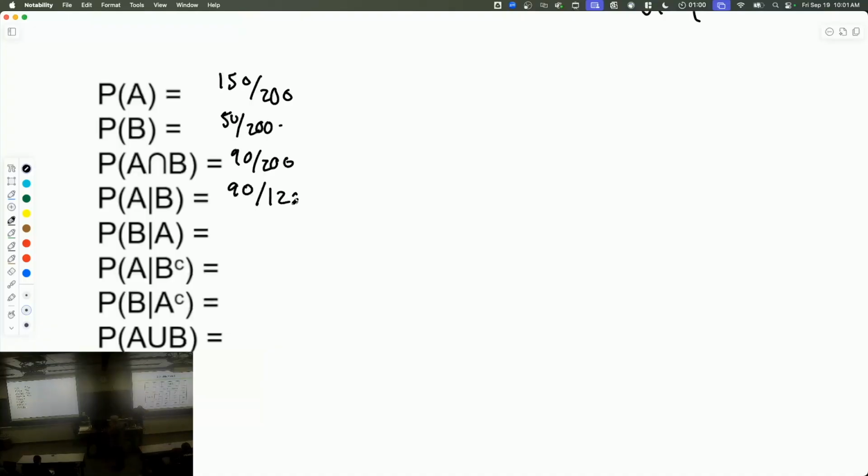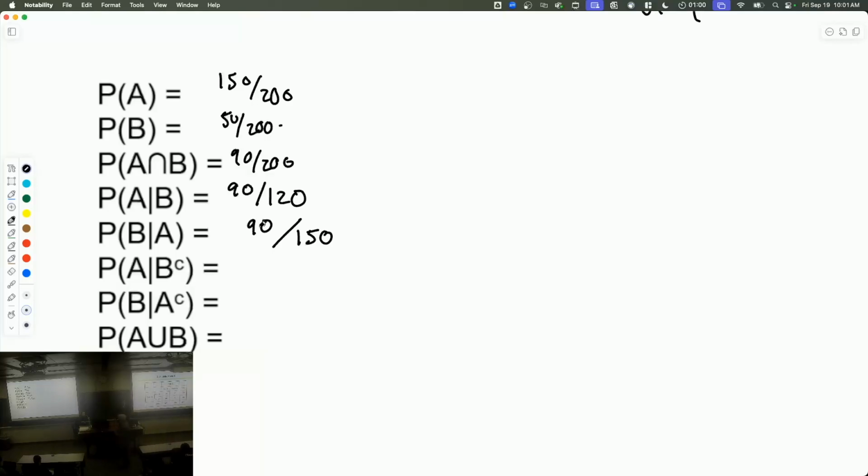Probability of B given A. Is that something different? Given that they have trait A, there's 150 that have trait A. That restricts us to this group here. 90 have trait B. 90 out of 150.